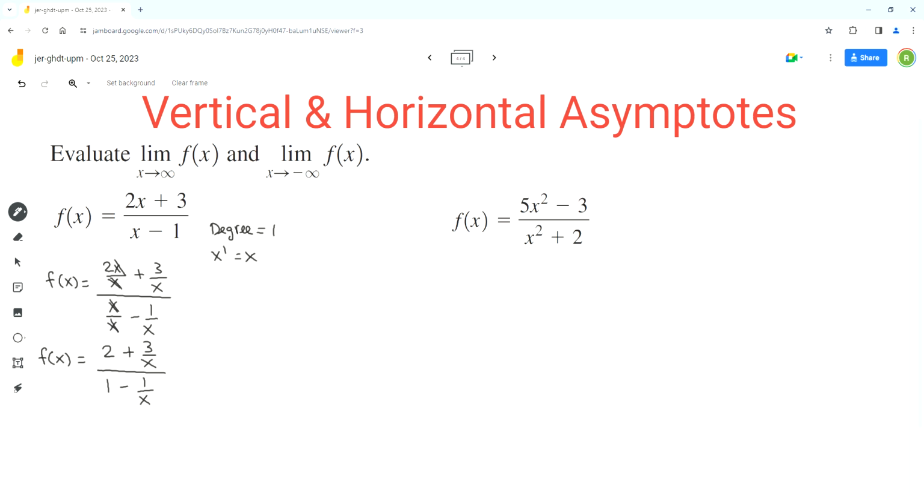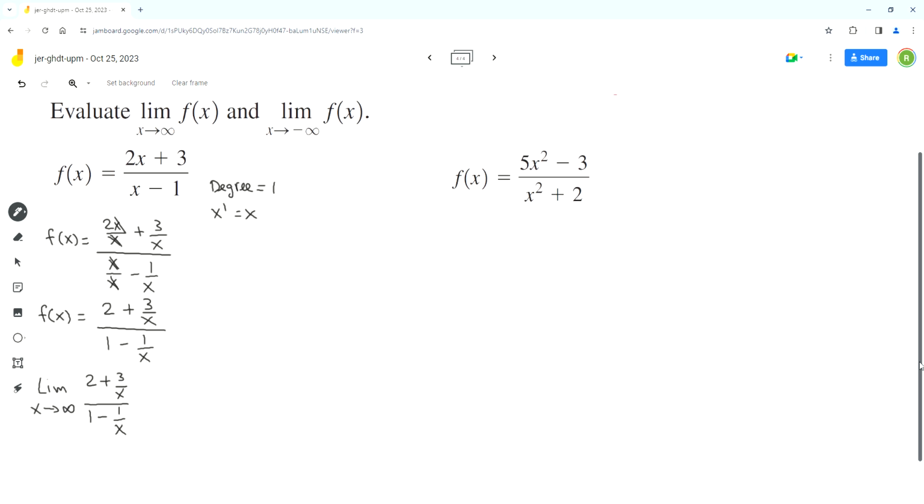Now we can apply the limit. So we'll start with x approaches positive infinity. So we get limit x approaches infinity of 2 plus 3 over x over 1 minus 1 over x. Now we can apply the limit separately to the numerator and the denominator. So we get limit x approaches infinity of 2 plus 3 over x in the numerator, over limit x approaches infinity of 1 minus 1 over x in the denominator.